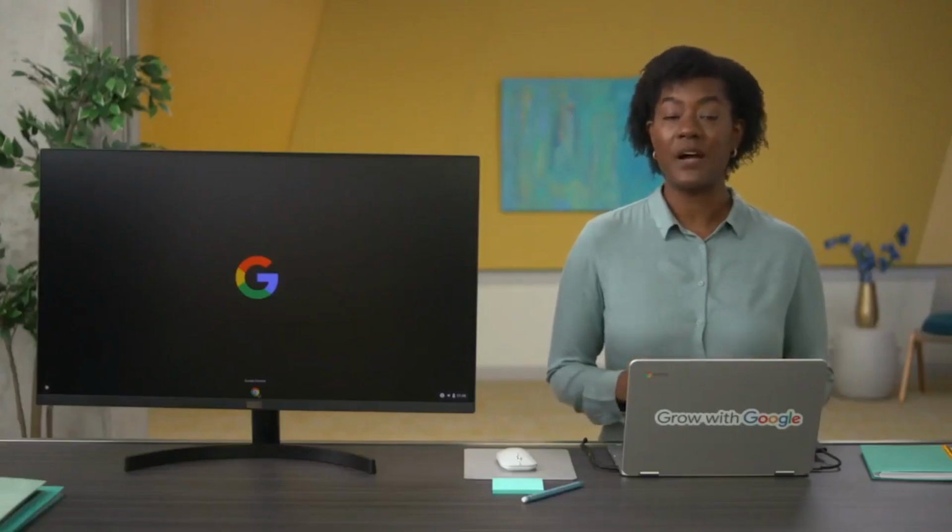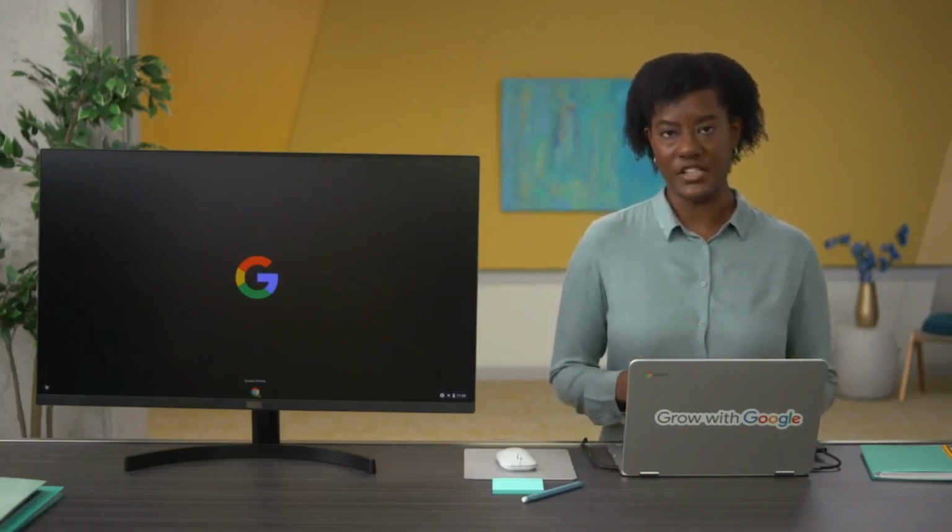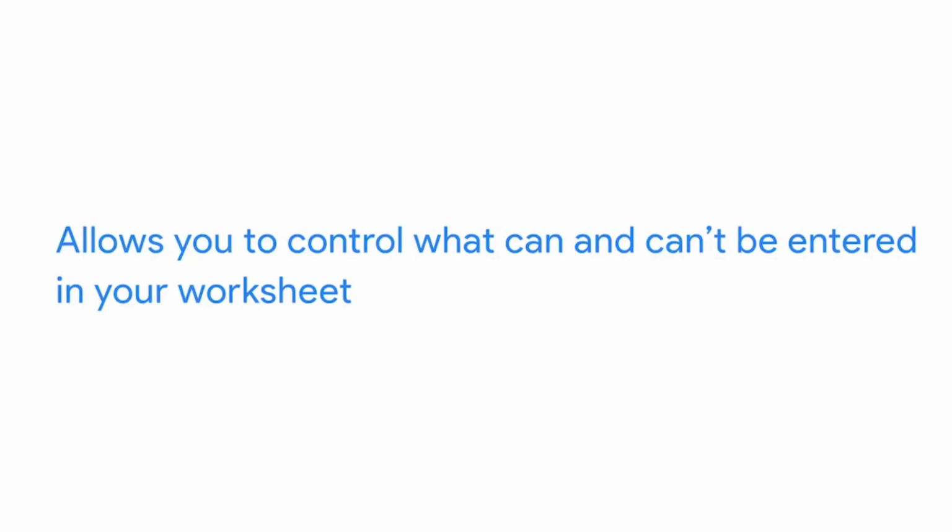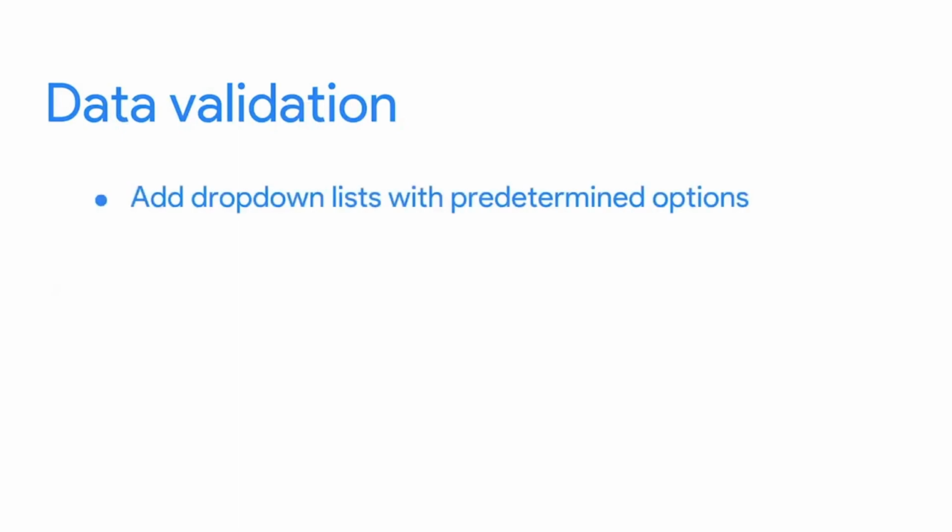But first, let's talk about what data validation does in spreadsheets. Basically, it allows you to control what can and can't be entered in your worksheet. Usually, data validation is used to add drop-down lists to cells with predetermined options for users to choose from. If you have a spreadsheet with a lot of collaborators, this can make it easier for them to interact with your table. You can think of it like a multiple choice question on a quiz. And since you can control what's being entered into the worksheet, it cuts down on how much data cleaning you have to do later on.